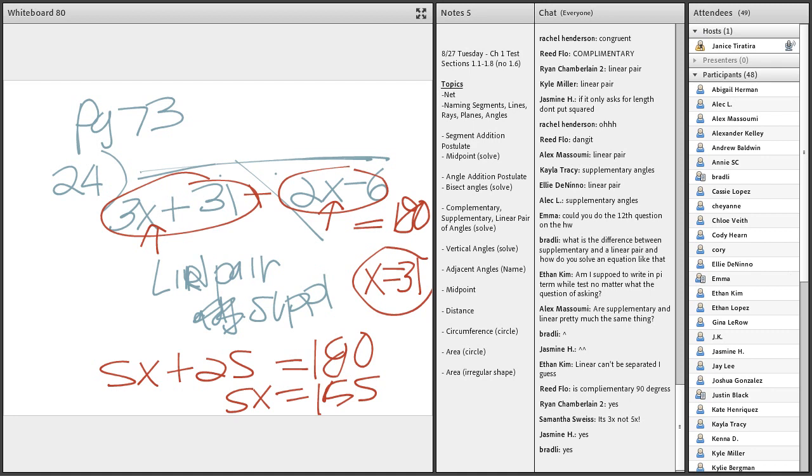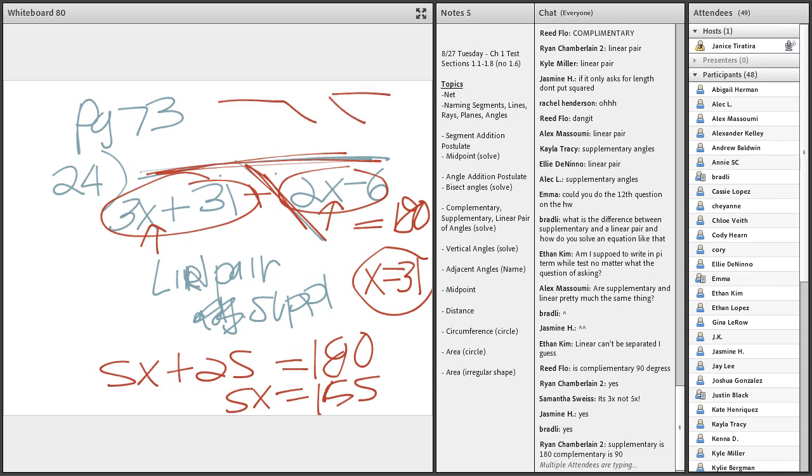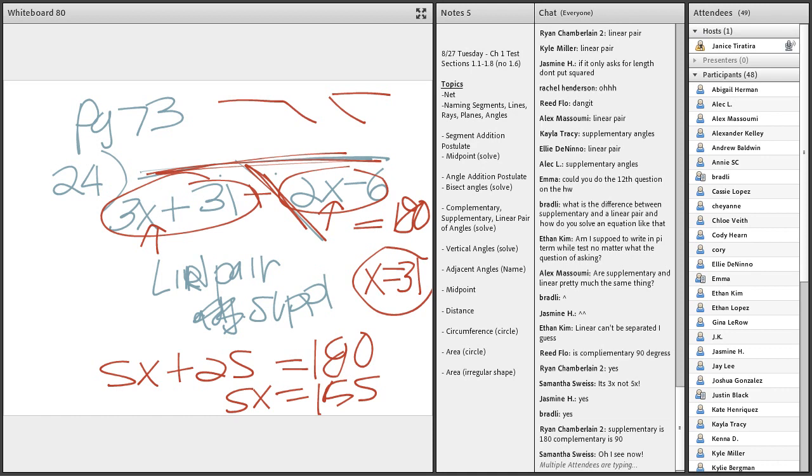Supplementary and linear are pretty much the same thing. Yes, Alex, it's just linear. They form an actual line. But supplementary, they could be separated, but they're still supplementary. So linear, they're both. Supplementary is only one. Yeah, Ryan, that's great. Thank you for that. Yes, linear, Ethan Kim. Linear can't be separated. That is correct.